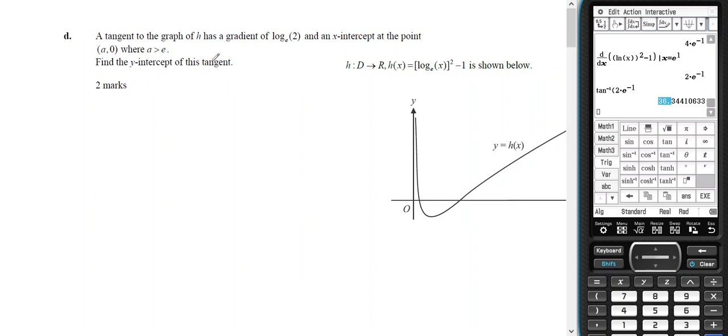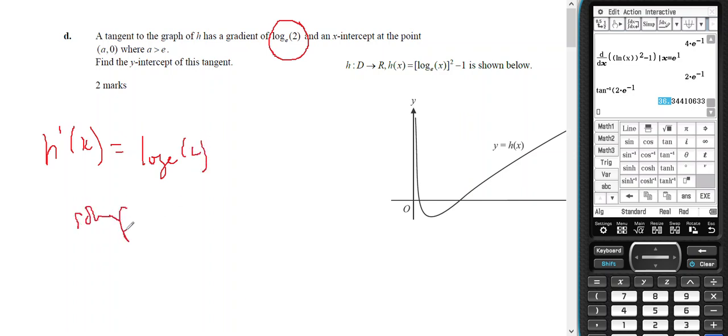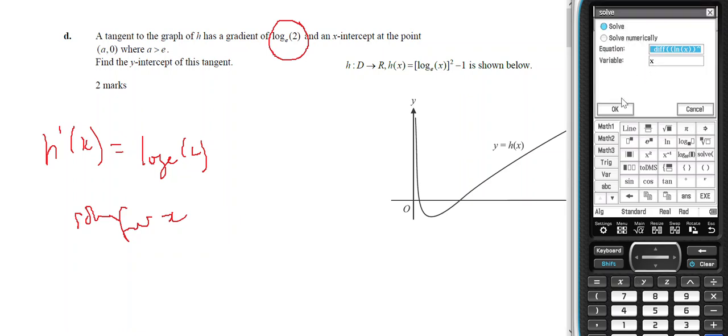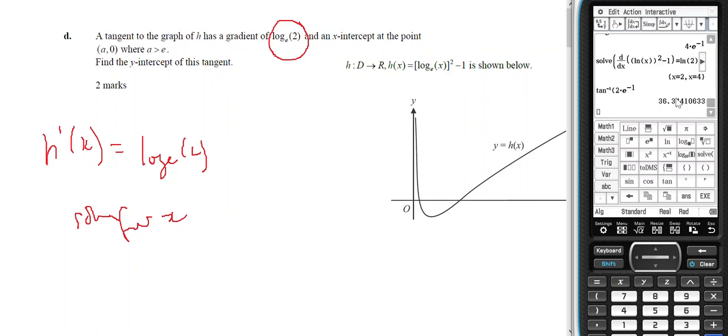Part D: the tangent to the graph of h has a gradient of this. So I'd like to set the derivative equal to log base e of 2 and solve for x to find out where that tangent is. So the derivative of this, I'm going to make it equal ln of 2, that's what log base e is, solve for x, and I get two answers, 2 and 4.